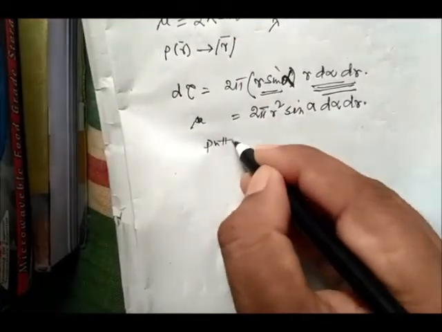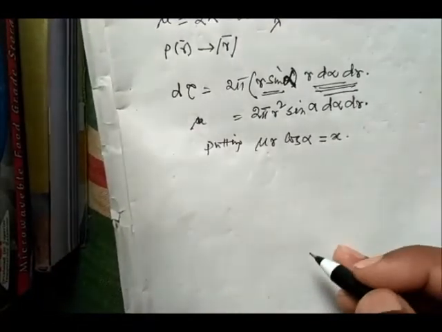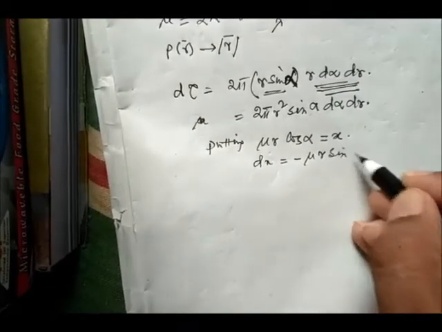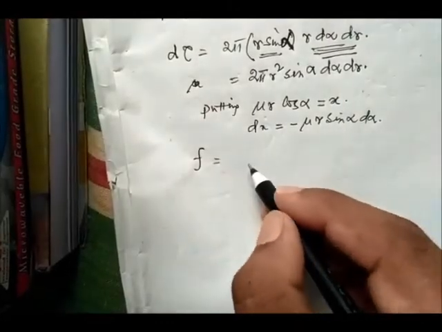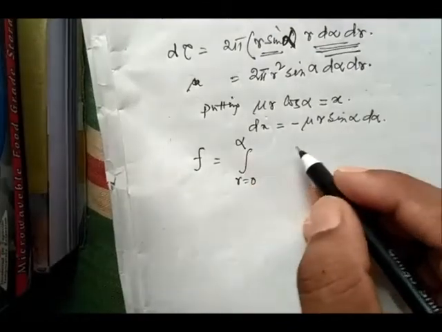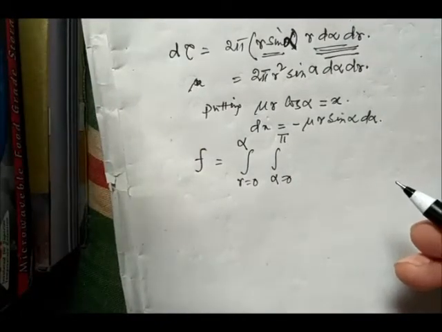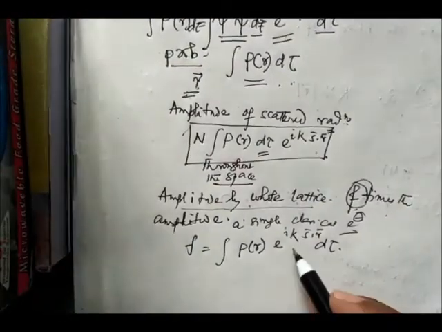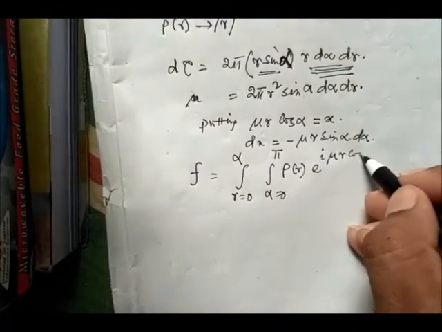Now putting mu r cos alpha equal to x, what should we get? So dx will be minus mu r sine alpha d alpha, as alpha is the variable. Then f should be integration r equals 0 to infinity, integration alpha equals 0 to pi. From the previous form, this is rho r e to the power i k dot r, as you will see from the previous figure. So I have to write e to the power i mu r cos alpha.